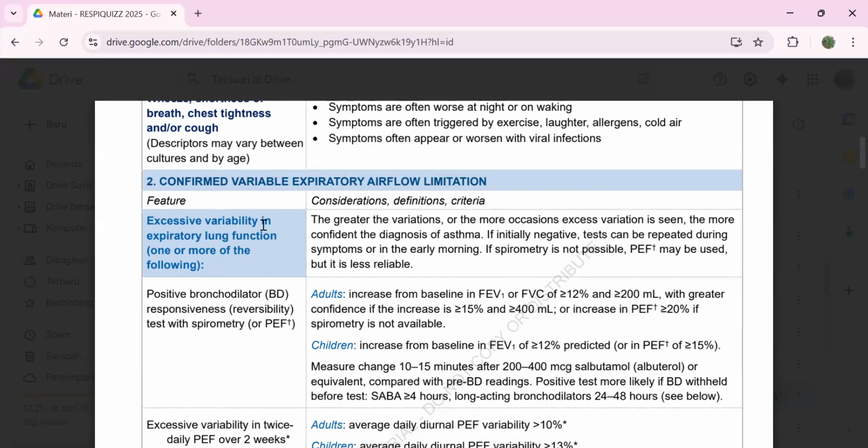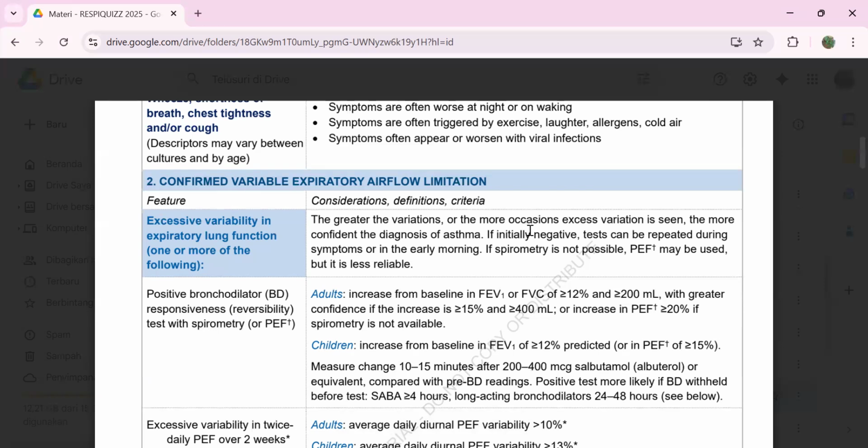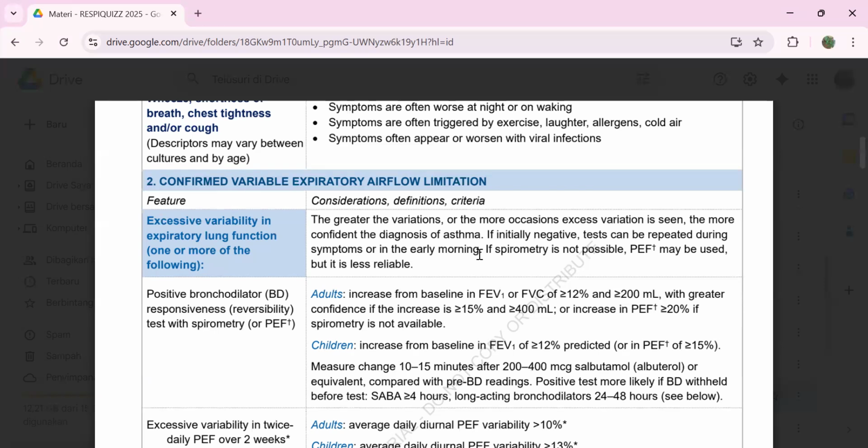The definition and the criteria. The greater the variation, or the more occasions variation is seen, the more confident the diagnosis of asthma. If initially negative, the test can be repeated during symptoms or in the early morning. If spirometry is not possible, PEF may be used, but it is less reliable.